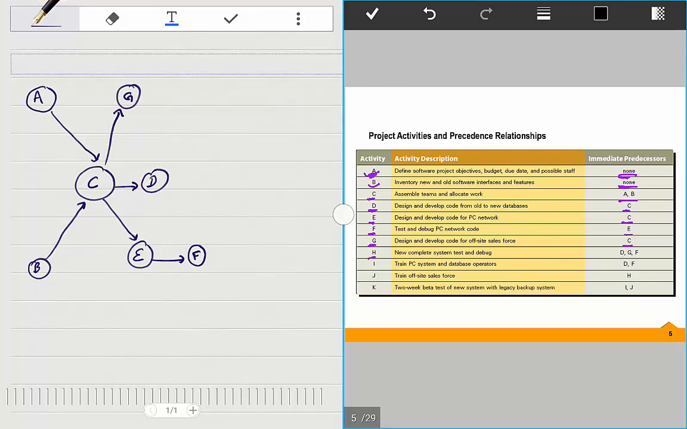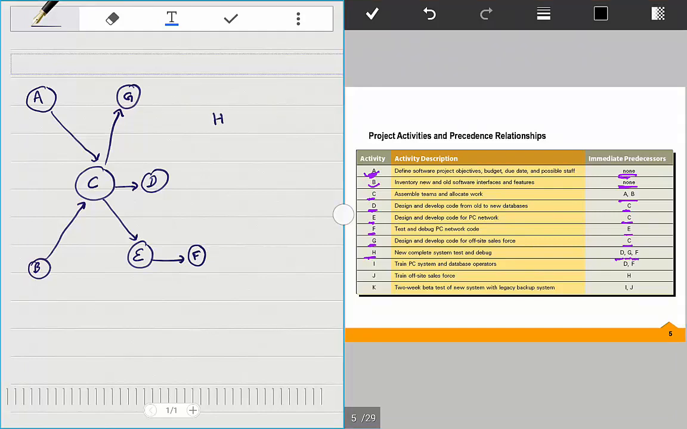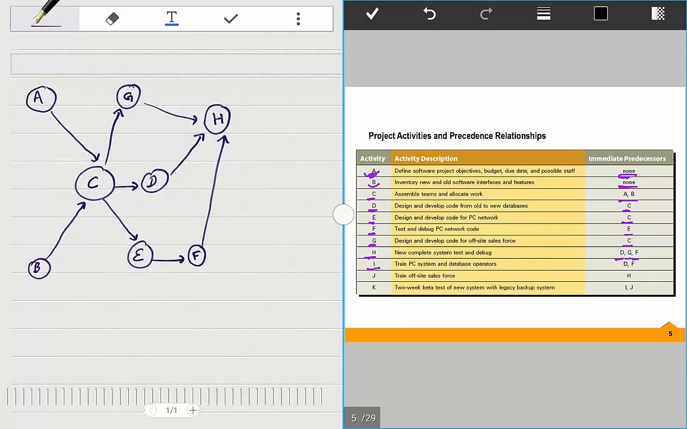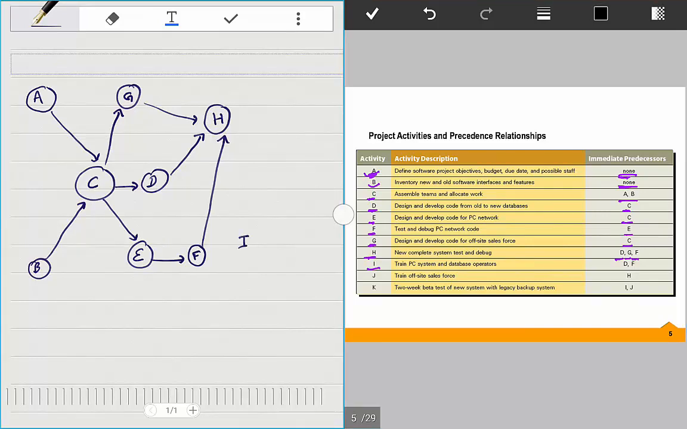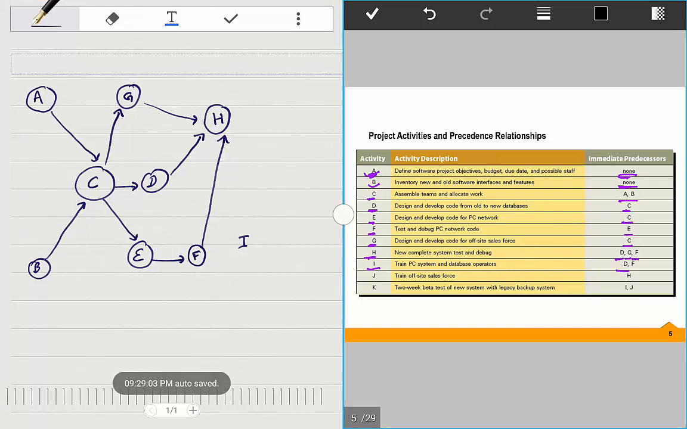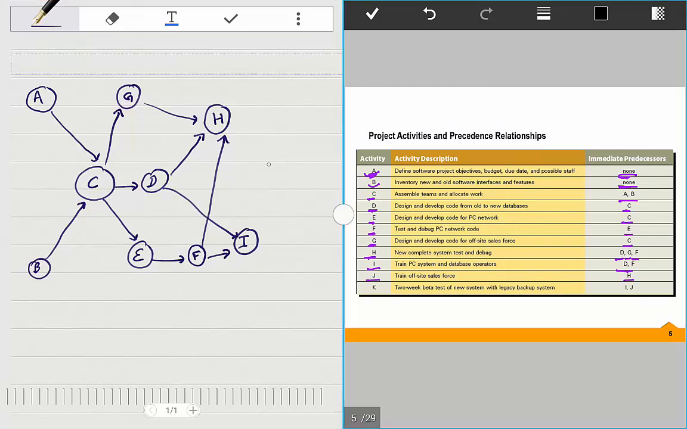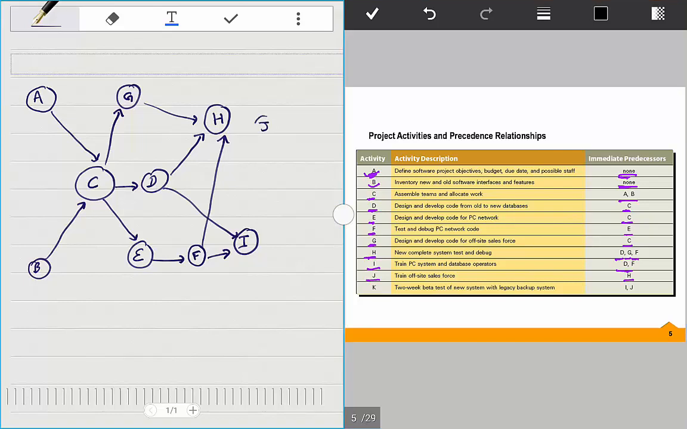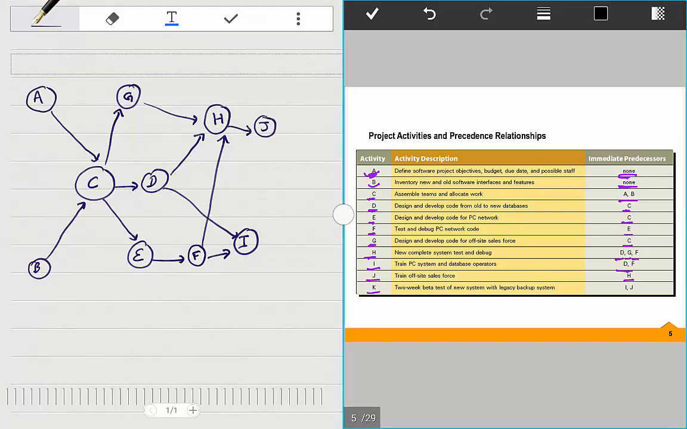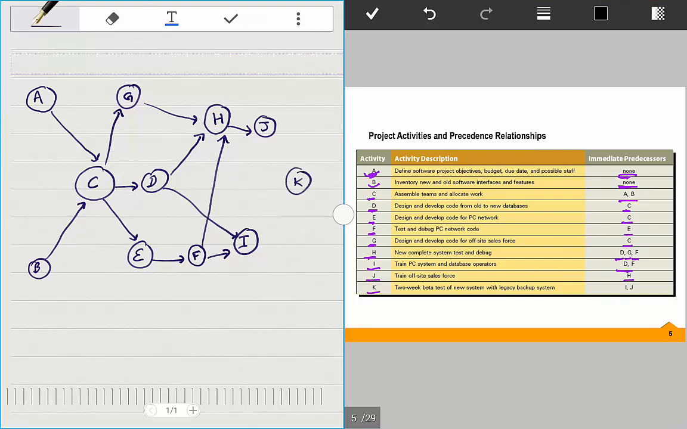To get started on H, we have to finish D, G, and F. To get started on I, we need to finish D and F. To get started on J, we need to finish H. To get started on K, we need to finish I and J.